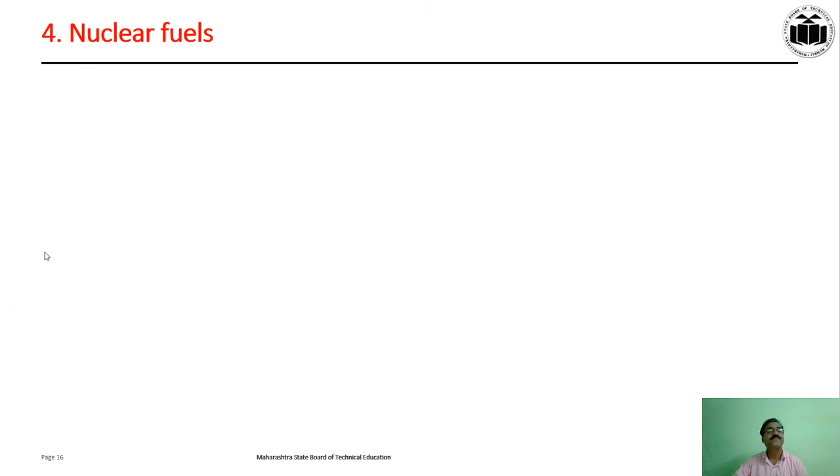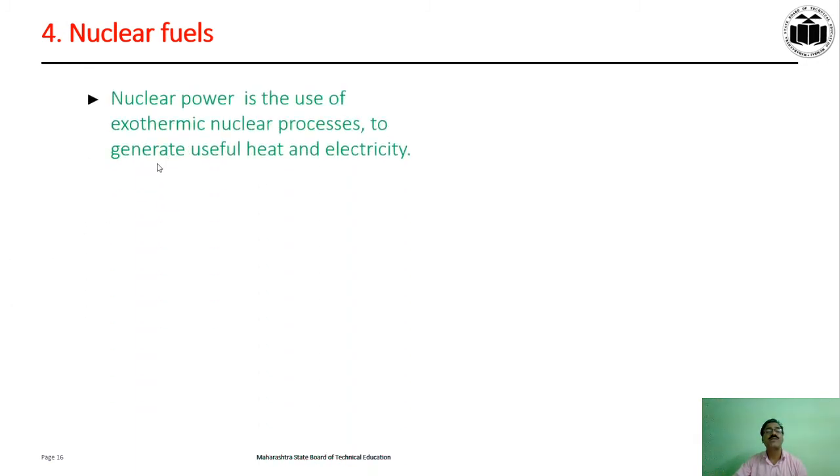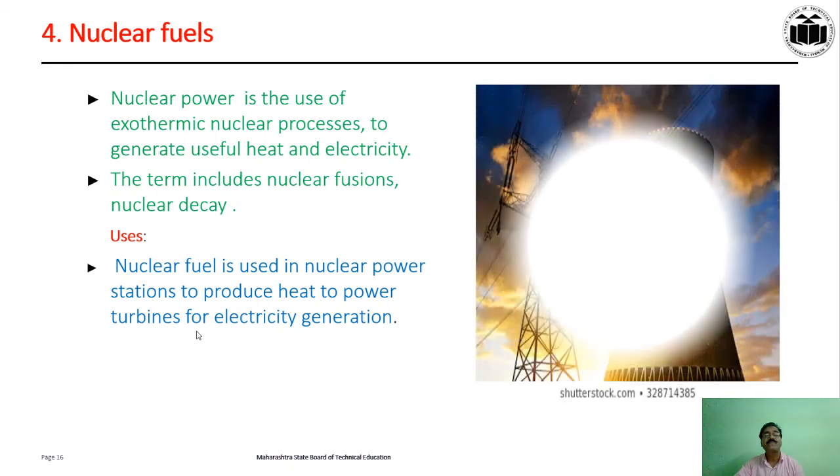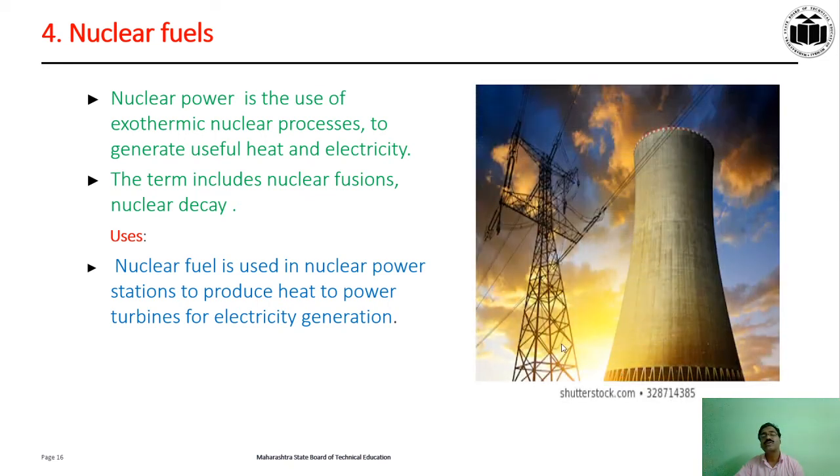Nuclear fuel. Nuclear power is the use of exothermic nuclear processes to generate useful heat and electricity. The term includes nuclear fusion, nuclear decay. What are the uses of nuclear fuel? Nuclear fuel is used in a nuclear power station to produce heat to power turbines for electricity generation. This figure shows how this nuclear fuel is used.